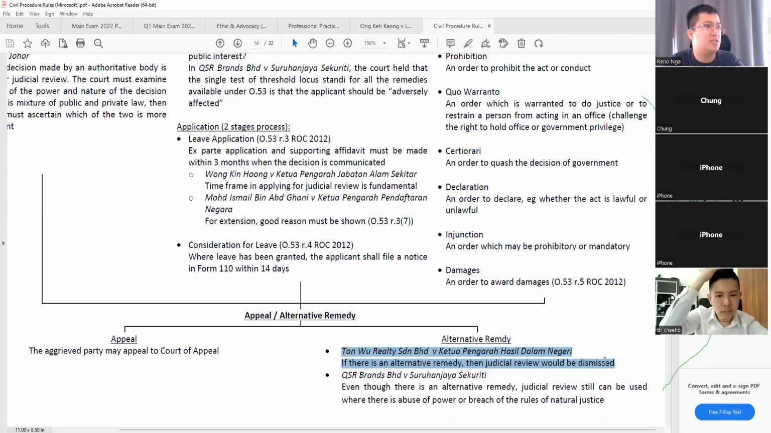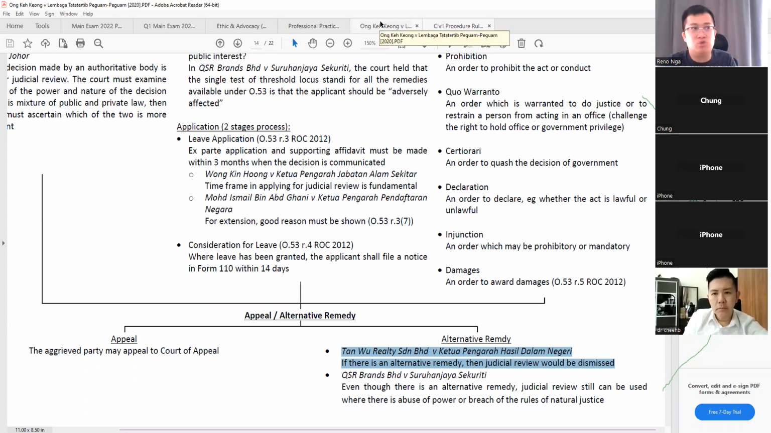Okay, then my case is this. If there is an alternative remedy, the judicial review will be dismissed. So basically, this is the understanding, which means if you can appeal, why don't you want to go to appeal? Why do you want to file judicial review? What if you file judicial review and at the same time also file an appeal, then won't the two later decisions conflict? So generally, they will encourage, if you have other choices, please go for other choices first. Then only you come for judicial review.